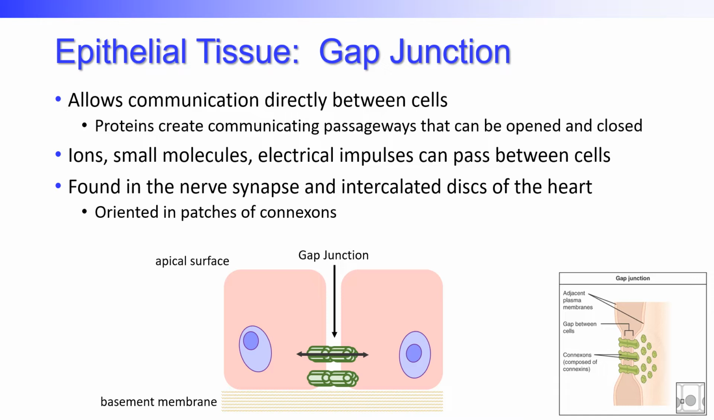Now, the operative word with gap junctions is communication. So where might these connections be found? In cells where communication is important, such as nerve cells. Also in the heart, where it's important that the cells create a coordinated activity, such as contracting of the heart chambers.